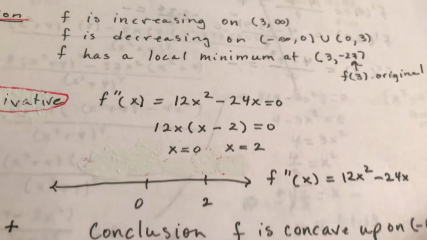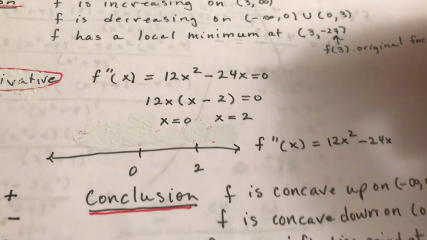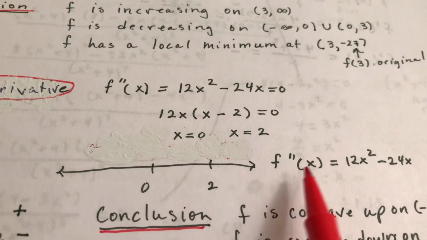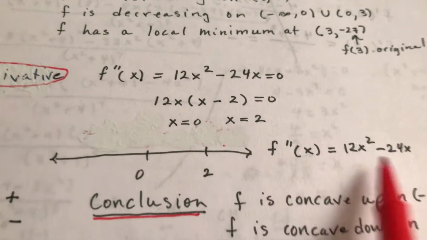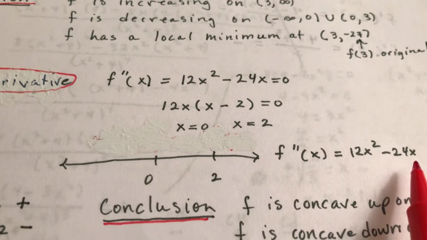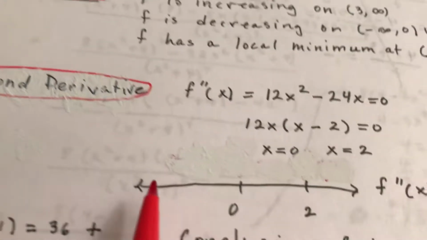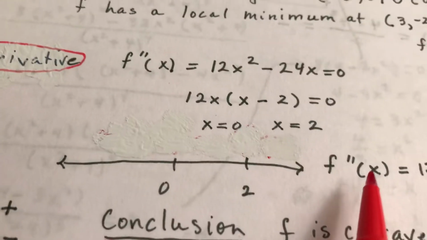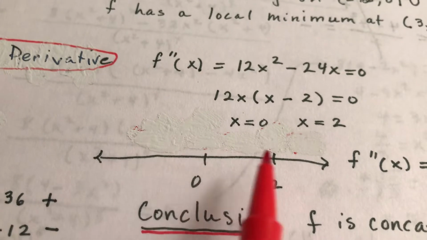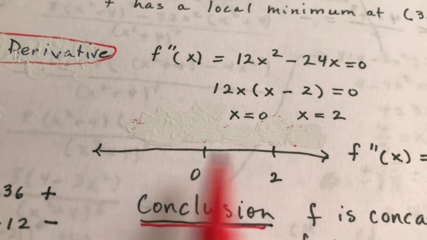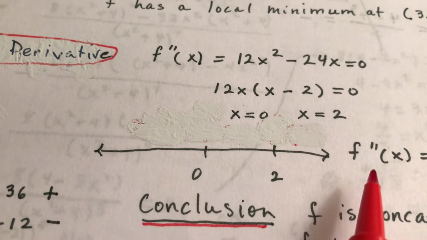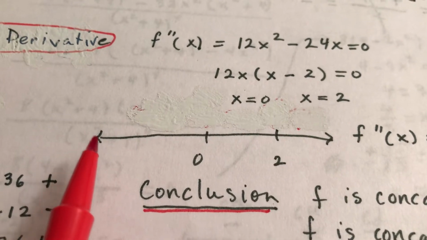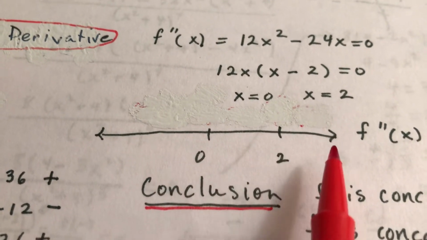Now, number line. Again, just like the first derivative, except it's the second derivative. So I put the second derivative here. This time I just put the 12x squared minus 24x. And I'm going to test values. These are the zeros of that second derivative. I'm going to test values in between the zeros, and those intervals are from negative infinity to 0, 0 to 2, 2 to infinity.